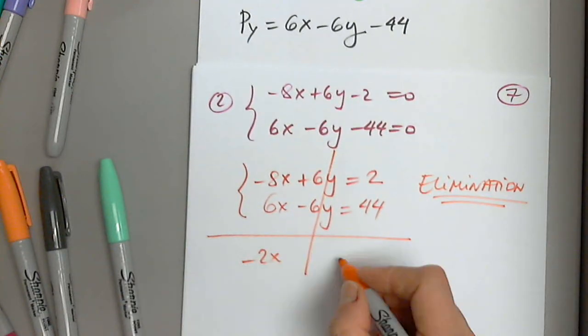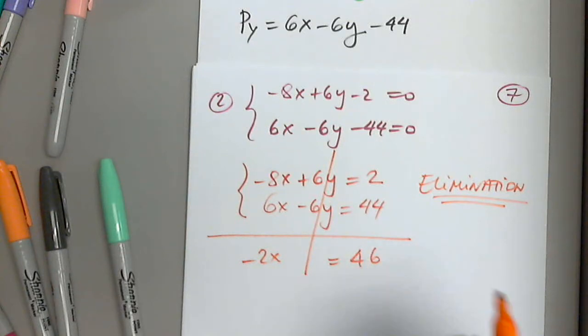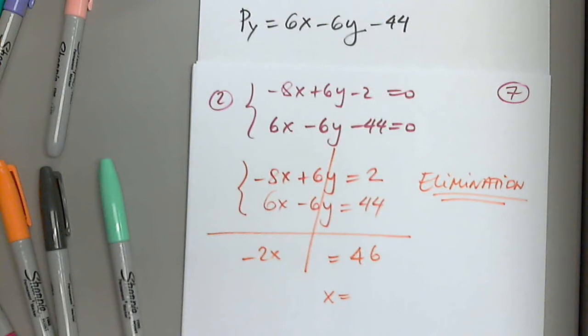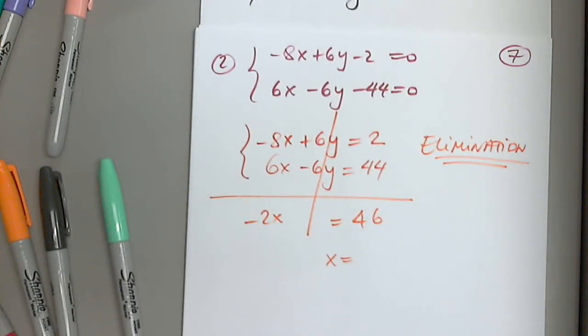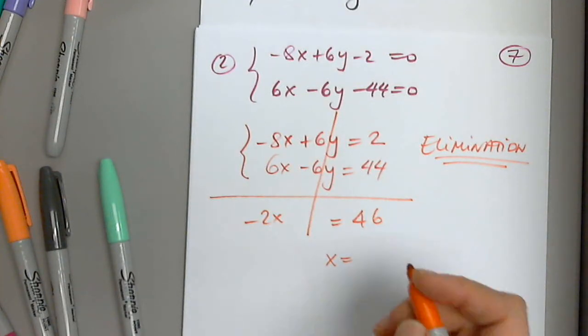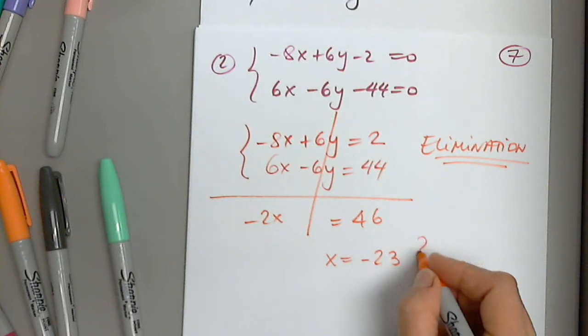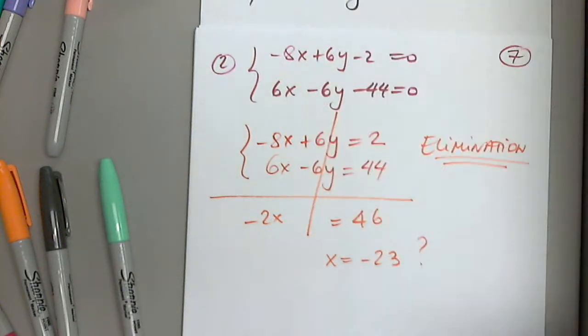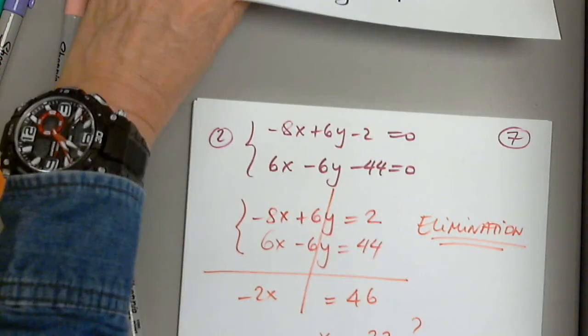Negative 2x equals 46. How much is x? Negative 23. Negative 23. I don't like this. Did I copy the functions correctly? How can I produce negative 23?